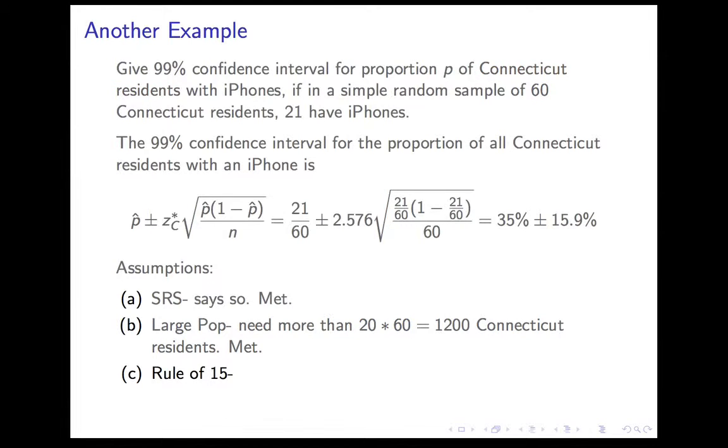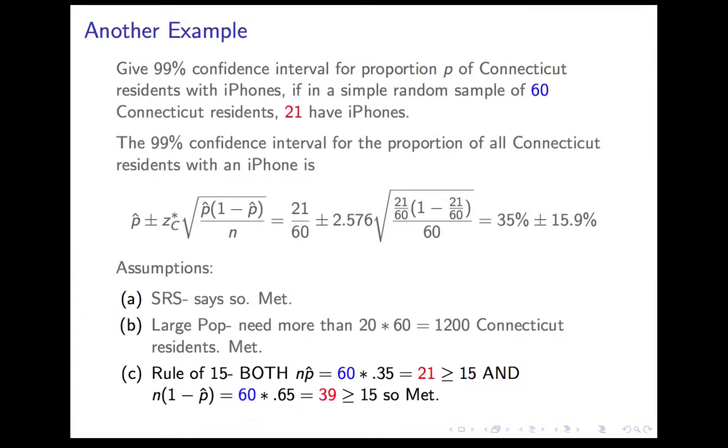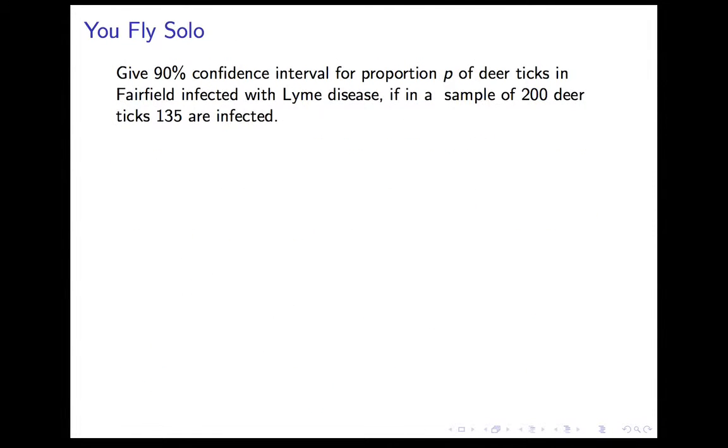And finally, the rule of 15, we'd need both n times p hat and n times 1 minus p hat to be at least 15. 60 times 0.35 is 21. That's good. 60 times 0.65 is 39. That's good. Both are more than 15, so it's fine. And notice here that the n times p hat ends up being the number of yes answers in your sample. N times 1 minus p hat is the number of no answers. So another way to say this is the number of successes and failures in your sample both have to be at least 15.